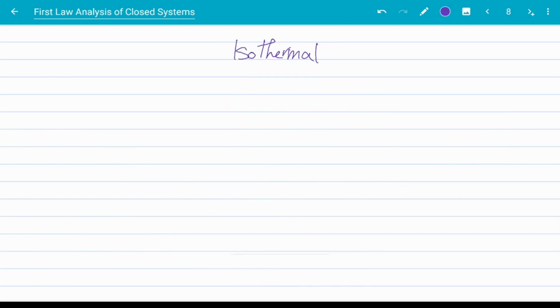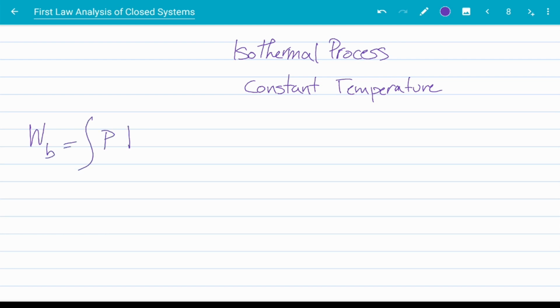Okay, the third process is isothermal process. Now, isothermal process means that the temperature is constant. So again, boundary work is the integral of P dV. Now, a constant temperature process on itself does not give us a relation between the pressure and volume, right? It can be anything. But let's narrow it down to ideal gases. There, we have an equation between pressure, volume, and temperature, and we can use it to calculate this integral. So let's narrow down the process that we are interested in to ideal gas only.